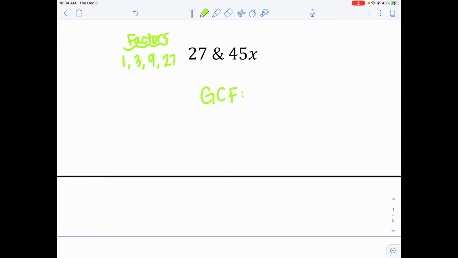Now looking at those numbers, I know that 1 does go into 45, 3 goes into 45, and 9 goes into 45. 27 does not. So the greatest common factor for the number part would be 9. Only one of them has an X, so I cannot pull an X into my greatest common factor. So the greatest common factor between 27 and 45X is 9.